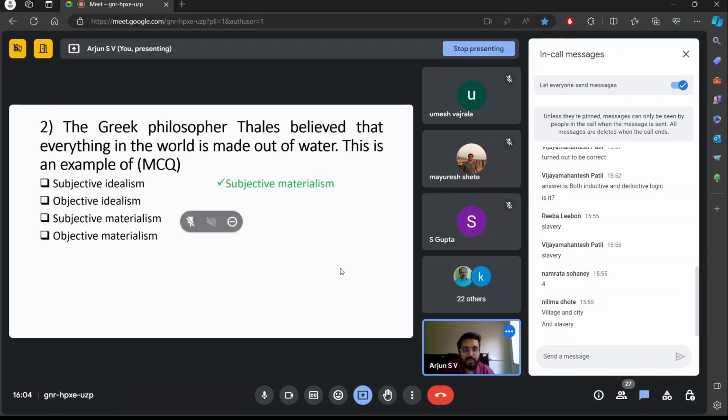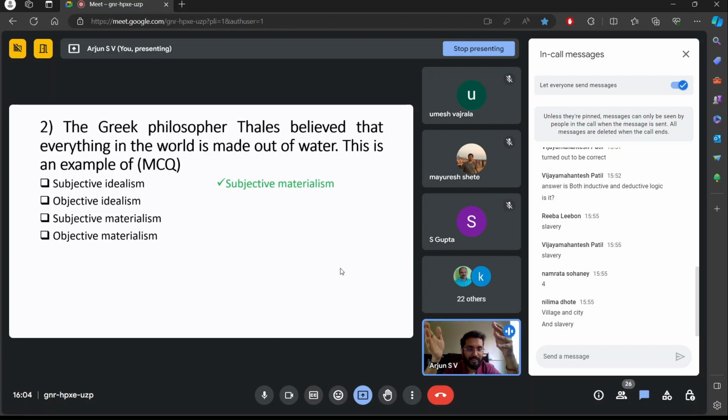Thales believed that everything in the world is made out of water. So this is a completely materialistic thought. People following materialism think that everything is made of matter, and water is also a form of matter. So that is also a form of materialism, and Thales is believing that.